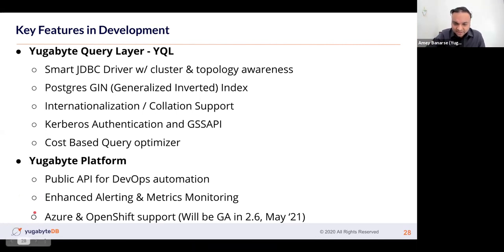The last thing we already touched upon, that is, we have a set of users who use Azure and OpenShift all the time. We heard their request and we made sure that within the next few days, we will be making these two platforms generally available. So these have been running in beta for about 4 to 6 months now. This will be generally available in the next 2.6 version of Yugabyte's stable releases series as well.